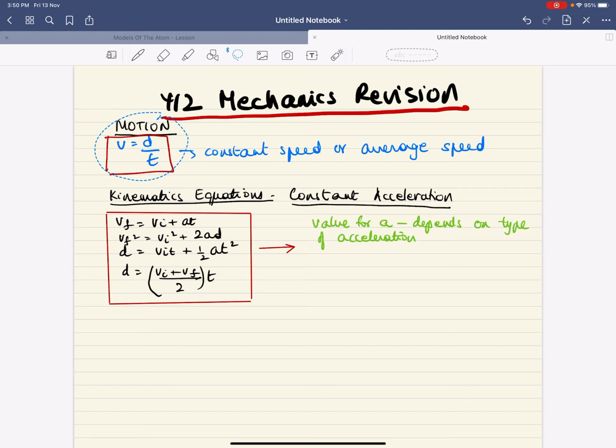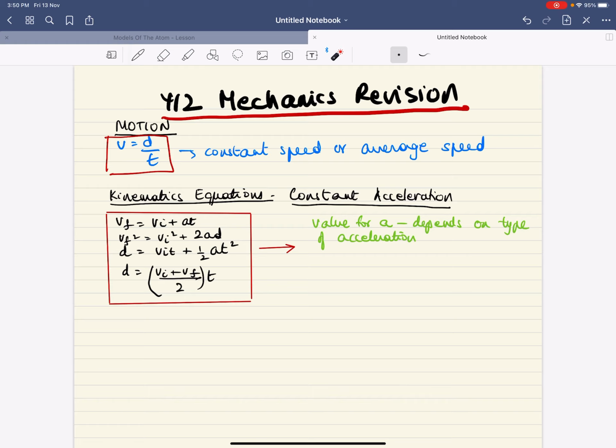However, if you have a question where something is starting from rest or coming to a stop, that means the speed is no longer constant, and so you have to use these kinematic equations, okay? And there are 4 of these equations, but there are actually 5 quantities. VF stands for final velocity, VI for initial velocity, then acceleration, time, and D stands for displacement.